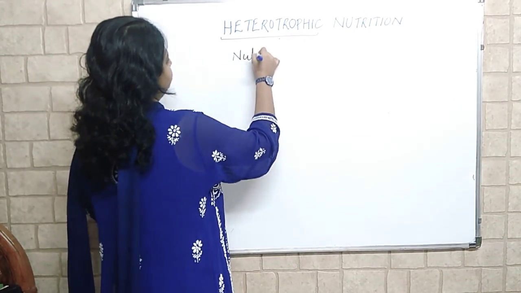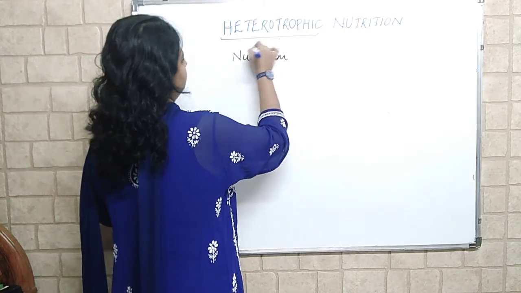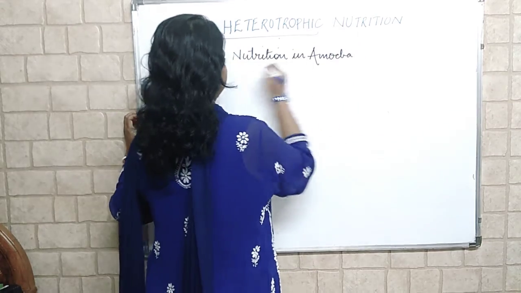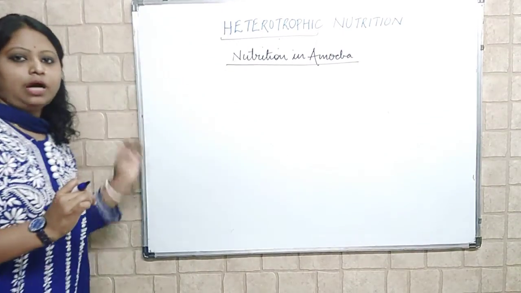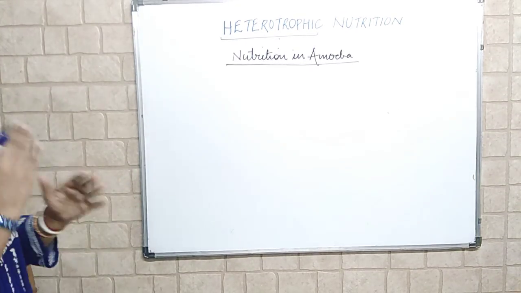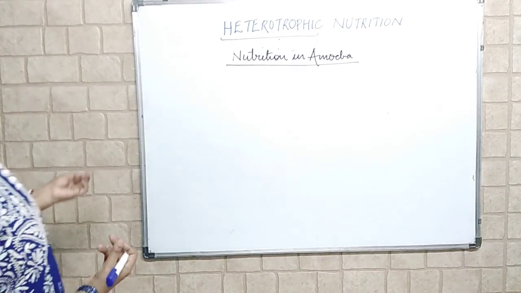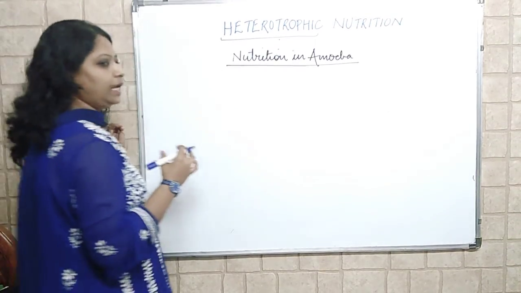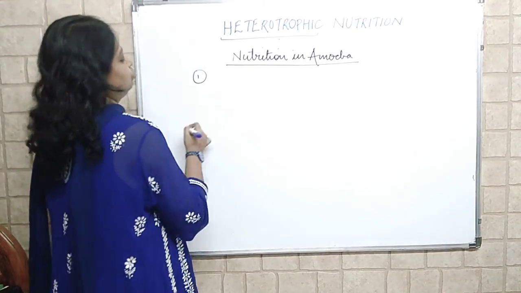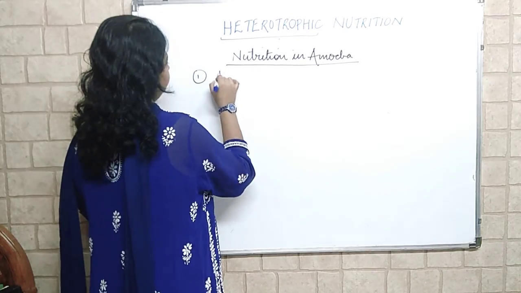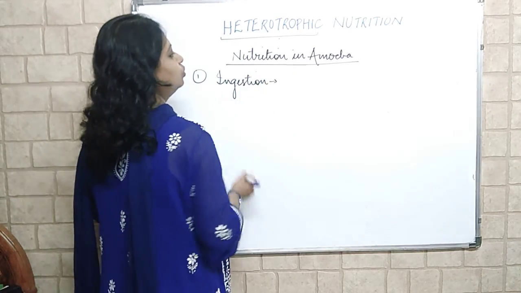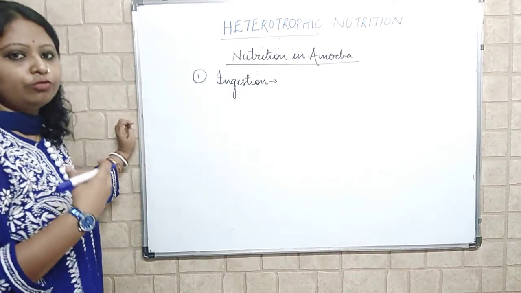Nutrition in amoeba. Amoeba is an example of holozoic mode of nutrition, where they take in the food inside the body, then digest the food inside, and then throw out the waste. So what are the steps for any type of holozoic nutrition? First step is ingestion.